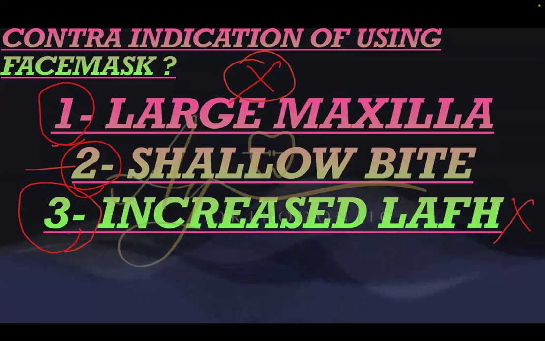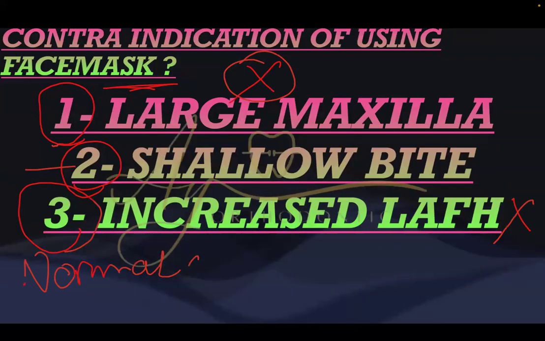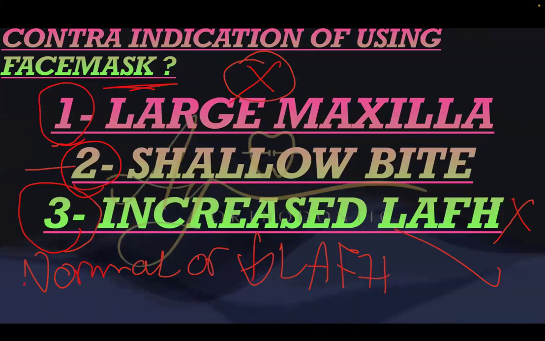Why? As I have mentioned earlier, it's going to pull the maxilla downward and forward, allowing the mandible to rotate in a clockwise rotation, downward and backward. While it's rotating, it will increase the lower anterior facial height. So to start the treatment with a face mask, I have to make sure that I have a normal or decreased lower anterior facial height, because it will increase the lower anterior facial height during the rotation of the mandible. Is it clear?